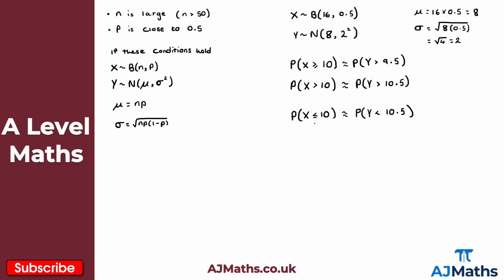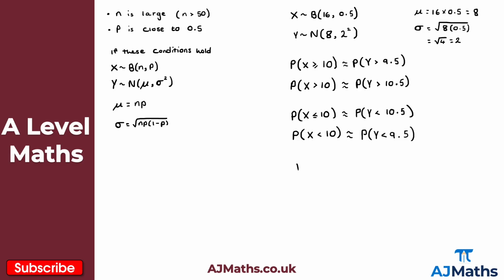So what about now if this inequality here is strict? We're now looking at the probability that x is less than 10. Well, for our approximation then, this would be the probability that y. Well, here we don't want to include the 10, so we need to be smaller than 10. So in that case, we're now going to subtract 0.5 off. So y here would be less than 9.5. Okay.